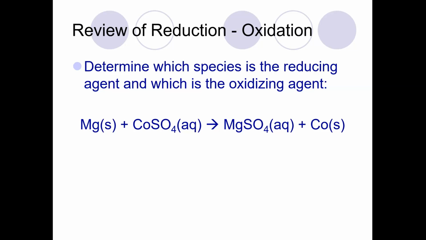Okay, so hopefully you practiced. I'm going to do the oxidation numbers first. I'm going to go with the easy ones. So magnesium is a 0. Cobalt is a 0 over there. I'm going to be lazy about something. Do you see how SO4 looks exactly the same on both sides?